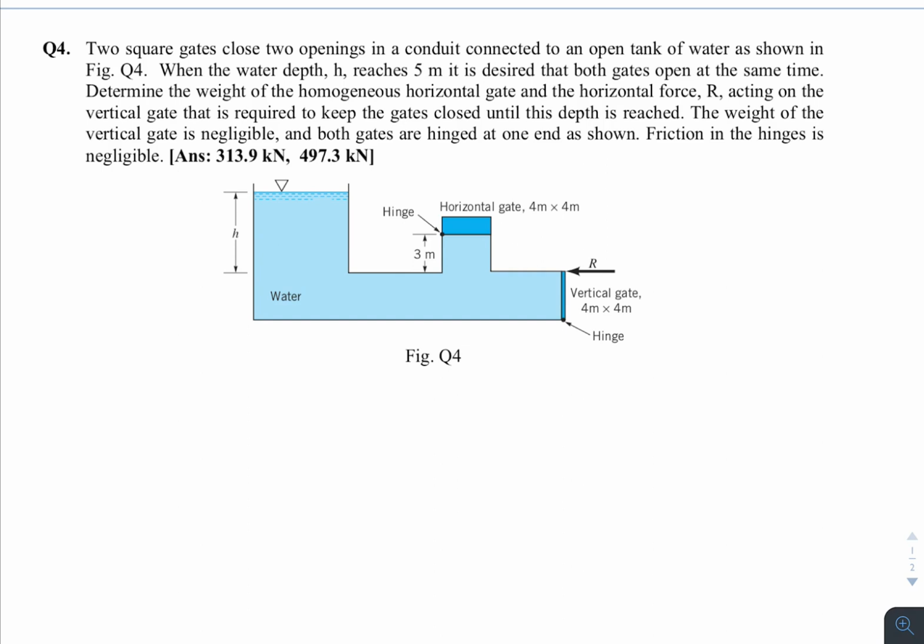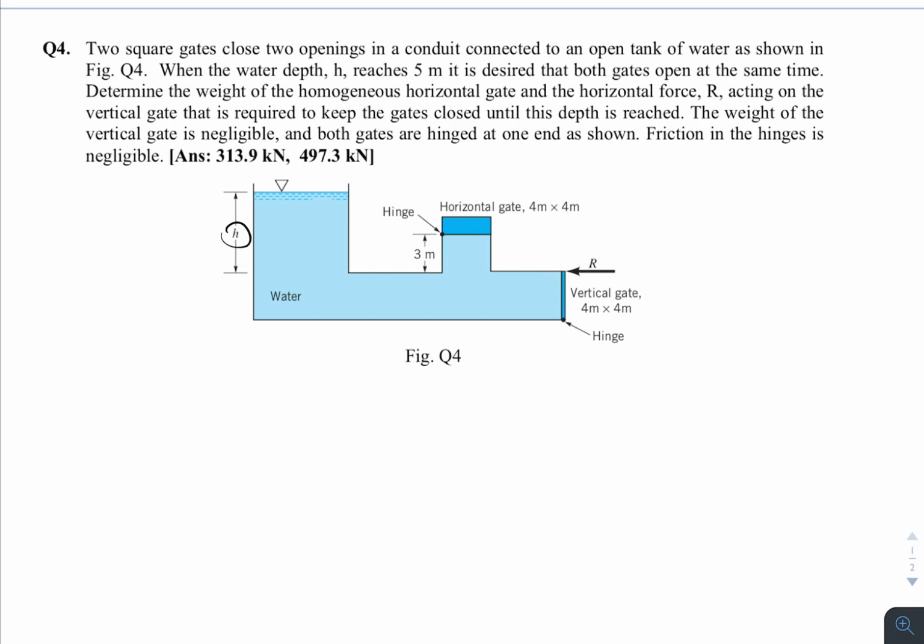So here we have question 4 from problem sheet 1. We have a conduit here. If we read the question, we can see that the conduit has two square gates which close two openings in the conduit, which is connected to an open tank of water as shown in figure 4. When the water depth, h, here, reaches 5 meters, so the height here is increasing, it is desired that both gates open at the same time. So if h is less than 5 meters, the gate doesn't have enough pressure to be opened up.